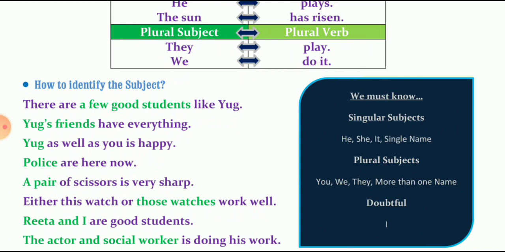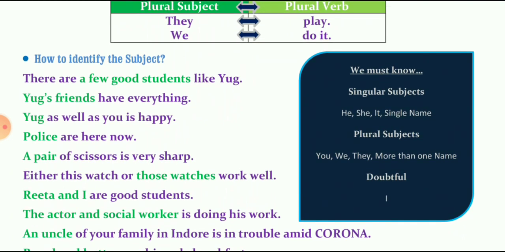Rita and I. Actually, the subject is Rita and I, both. That's why are, the plural verb. The actor and social worker. Actually, we can see there are two nouns or two subjects, but that is only for one person. It is denoting only one person. The actor and social worker, like Shanu Shood, is doing his work. So we have used is because the person is only one, not two.